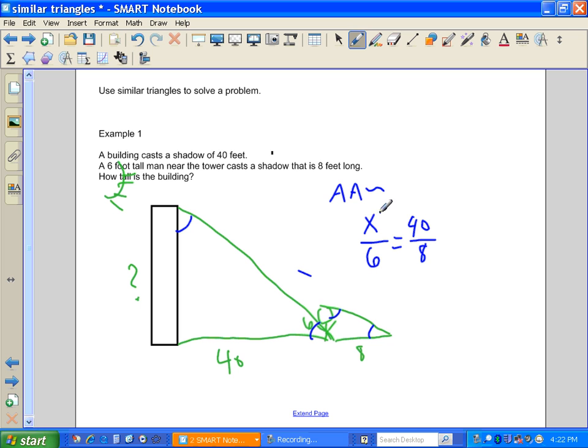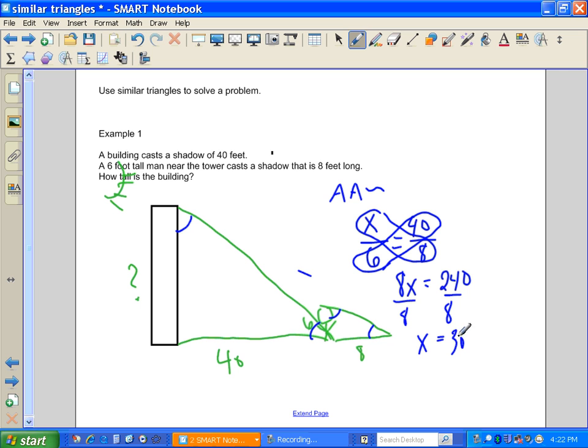Now to solve this proportion, we're going to cross multiply. X times 8 is 8x. 40 times 6, well, 6 times 4 is 24 with a 0 on the end is 240. To solve for x, we're going to divide by 8. So x is equal to 30 feet. So our building height is 30 feet. We used similar triangles, drew some similar triangles, established that they were similar, and figured that out using proportions.